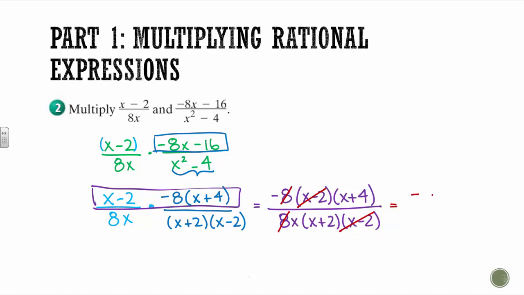So this simplifies to, it's like a -1 here, times x plus 4, over x times x plus 2. And leave it like this. Don't distribute the -1 or the x, because we will eventually do more stuff with this. So we're done.